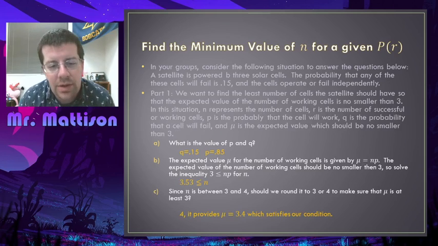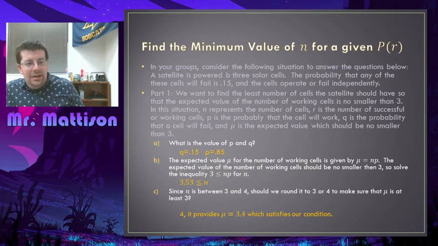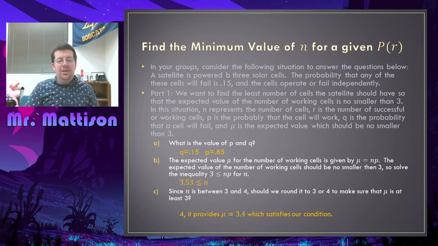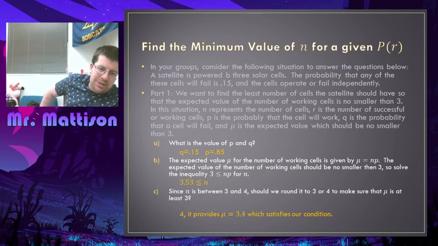All right, so what's the value of P and Q? Well, P is going to be 0.85, because there's a 0.15 chance of a fail, so a success is going to be 0.85. Right? And then our Q is our chance of a fail, which they already told us is 0.15. So the expected value mu for the number of working cells is given by mu equals n times p, which we already went over, right? The expected value of the number of working cells should be no smaller than 3. So we need 3 to be less than or equal to n times p.